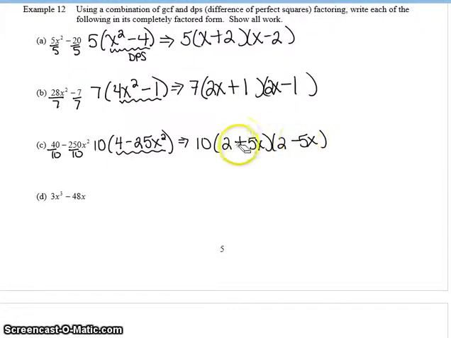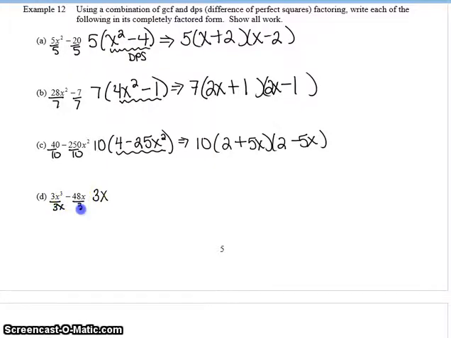And again, guys, if you have 2 minus 5x as the first binomial and 2 plus 5x as the second binomial, it's okay. All right, last one here, Part D. I can divide a 3 and an x out of both. Be careful. You've got to take the 3 out and the x.